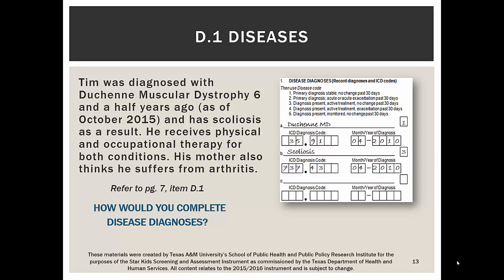Scoliosis is a secondary diagnosis or other diagnosis for which he's receiving active therapy. It's coded 3. So we should note that arthritis was not coded because it was merely an opinion, not an official diagnosis from a medical professional.